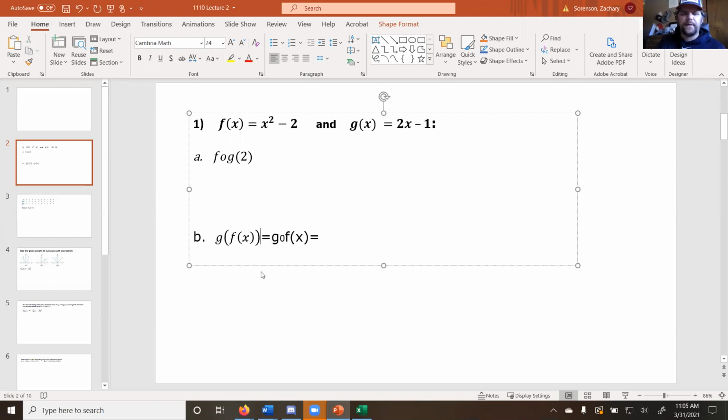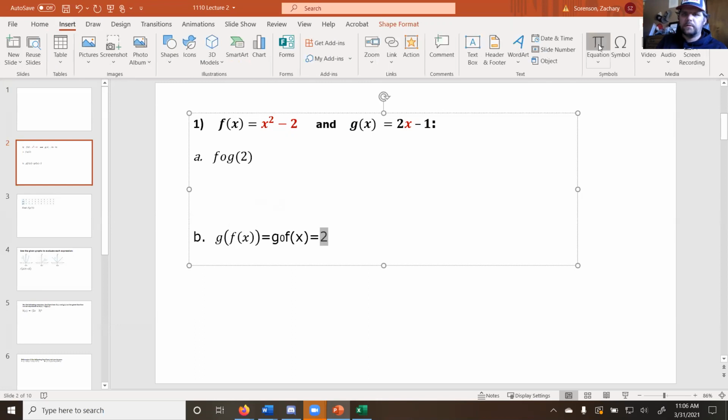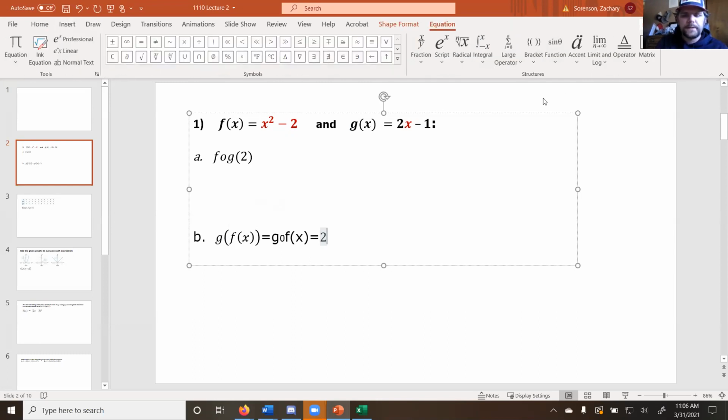So I have g of f of x. What this is telling me to do is take my f of x function, that's x squared minus 2. I take that entire function, that is my input. So I'm going to plug it into the x value of my g. That's why I like this notation. It's telling me my input's f of x, so I take that entire function and plug it into my entire formula for g. And so that will look like 2 times my f value minus 1.